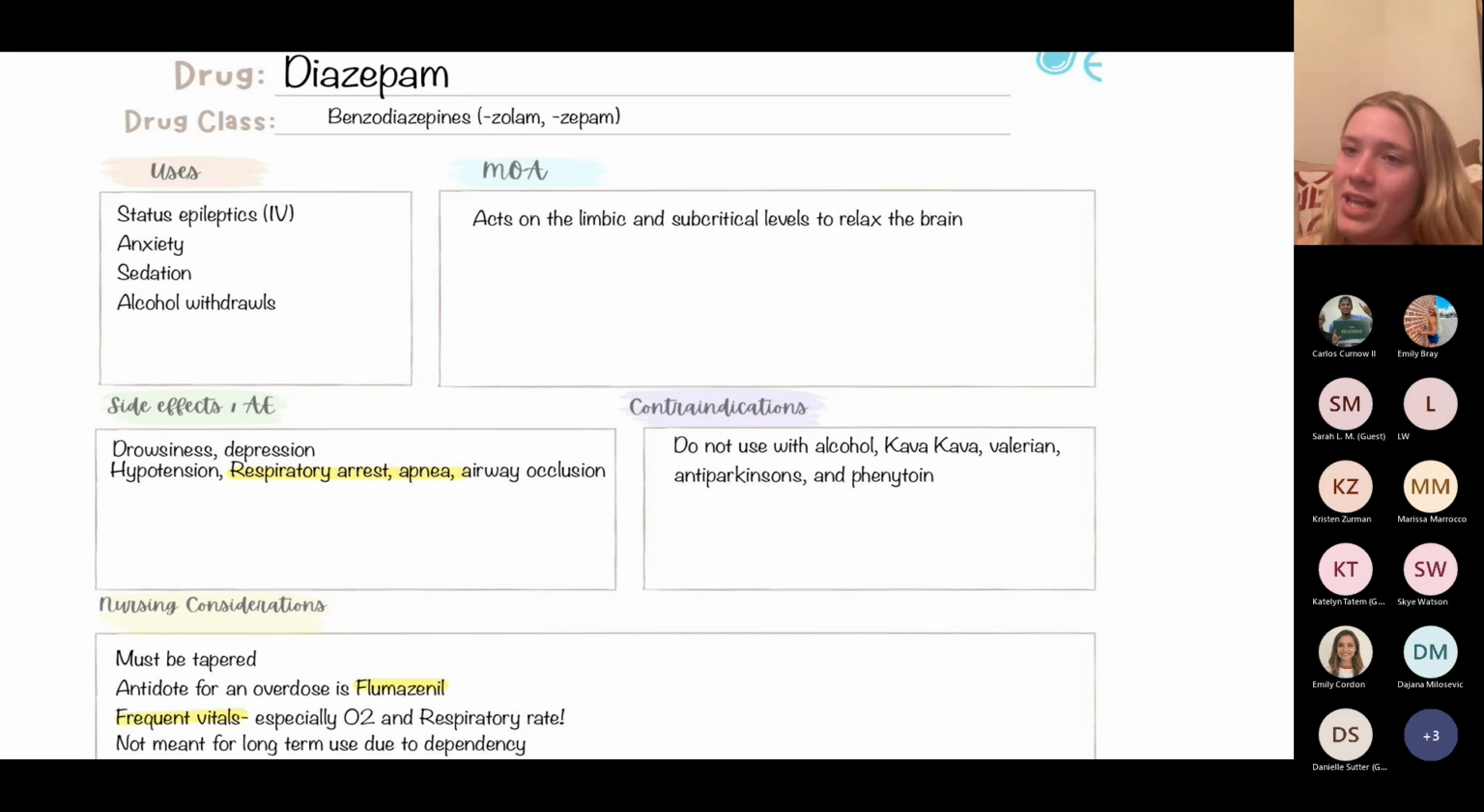Also, lots of contraindications, so make sure we're getting a full health history on them. What drugs are you taking? What over-the-counter supplements are you taking? What CAM medications are you taking? And just kind of keep that in mind. If someone overdoses on a benzo, you can give them flumazenil. And always frequently assess your vitals. This drug specifically, respiratory.